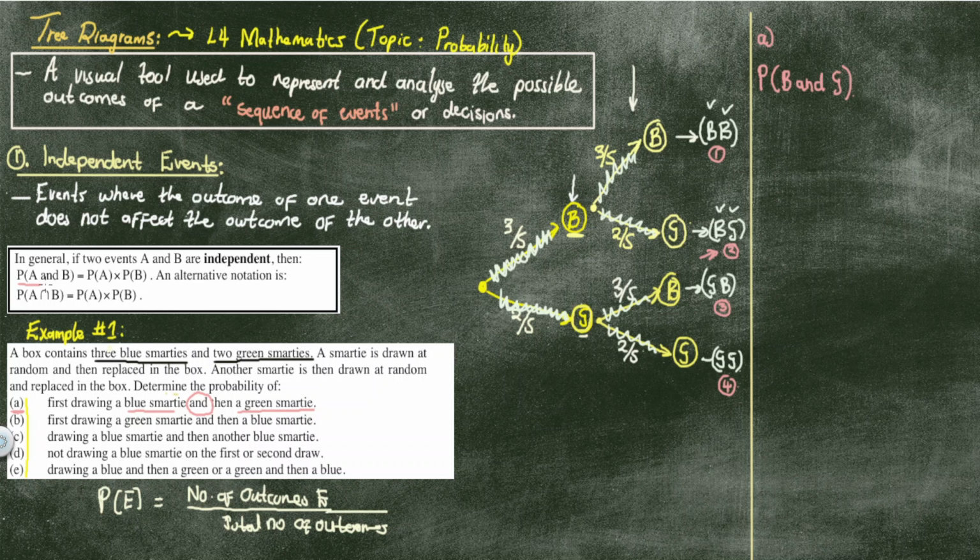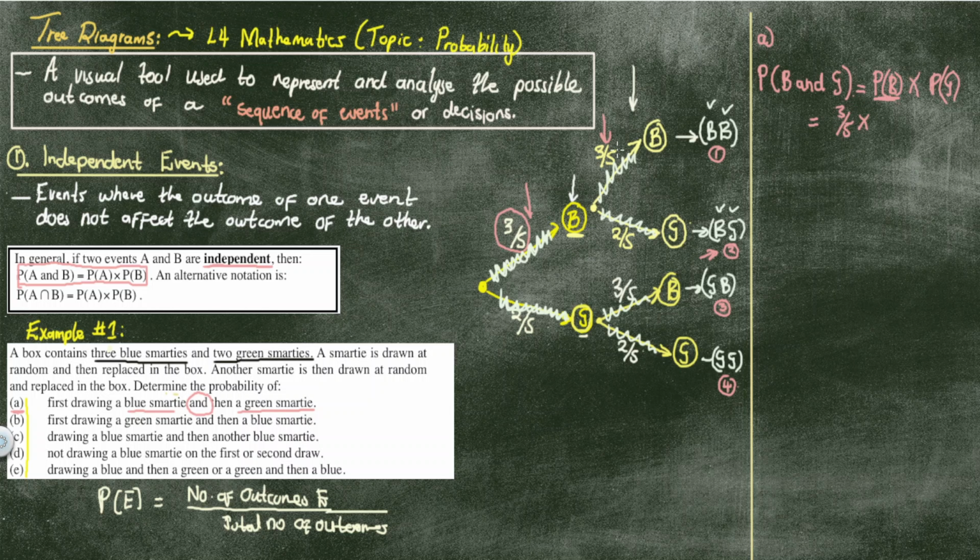According to the formula, the probability of A and B is equal to the probability of A times the probability of B, provided that the events are independent. Yes, they are independent, because the first event does not affect the second event. You'll understand more when we talk about dependent events, where one event can affect another one. So the probability of B and G is going to be the probability of B times the probability of G. This is going to be equal to: what is the probability of taking out blue first? It's 3 over 5.